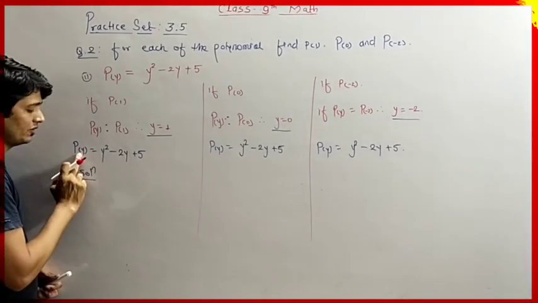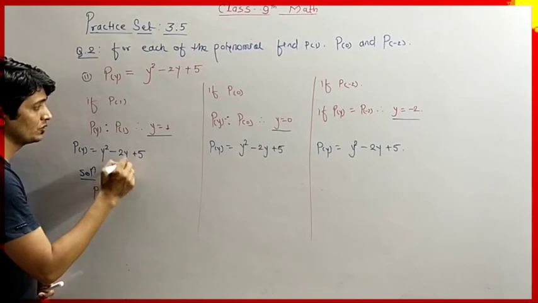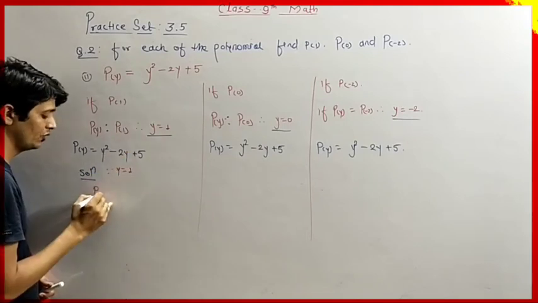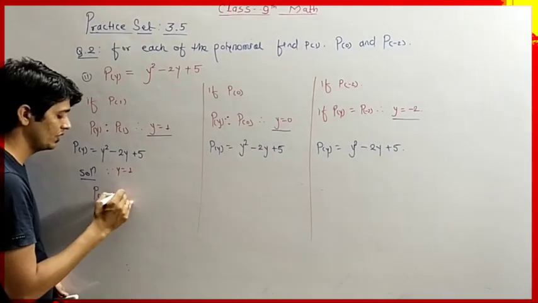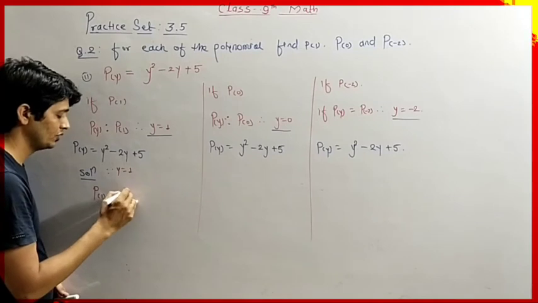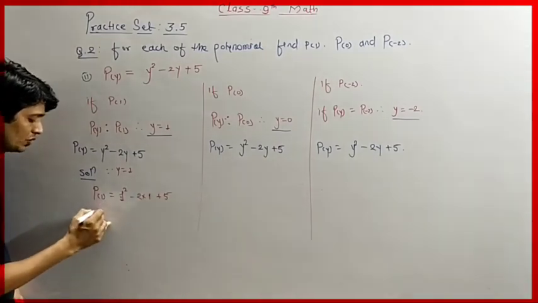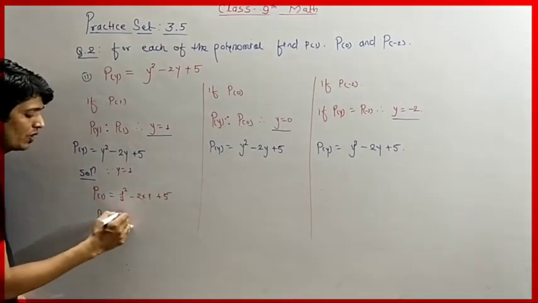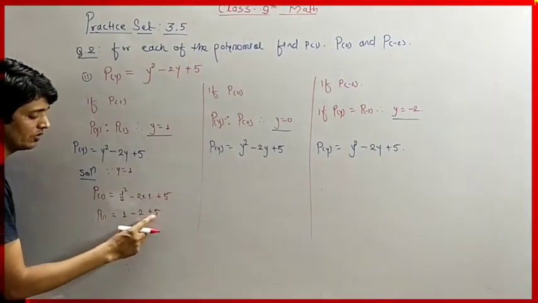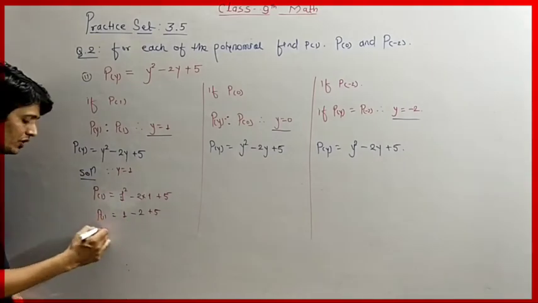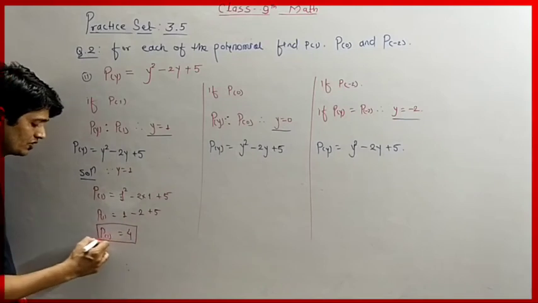See, the polynomial is P(y). Since y equals 1, we have to write P1 equals 1 square minus 2 into 1 plus 5. So P1 equals square of 1 is 1, minus 2 into 1 is 2, plus 5. 5 plus 1 is 6, 6 minus 2 is 4. So P1 equals 4.